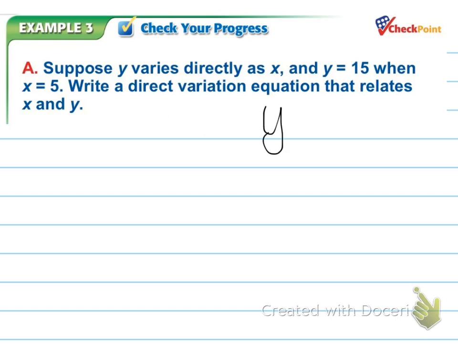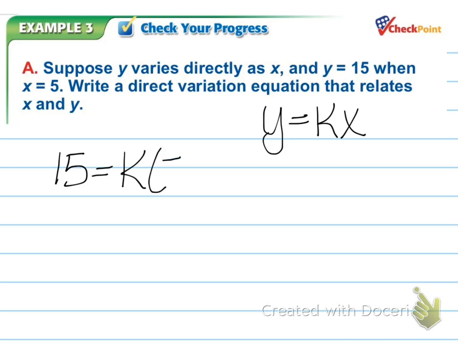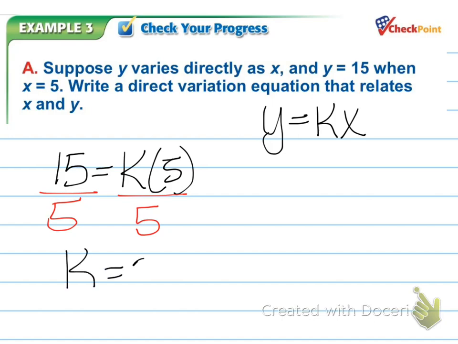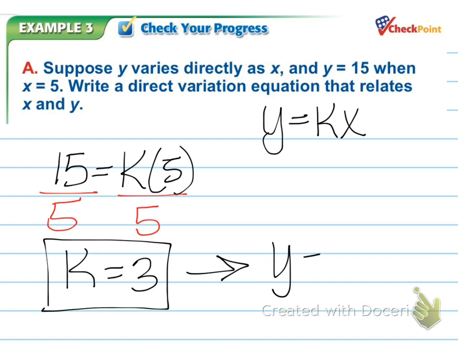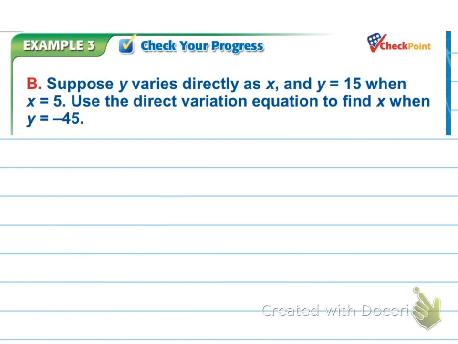Okay, so remember that you want to start with your direct variation formula. And then you plug 15 in for y and 5 in for x. So you've got 15 equals k times 5, and then on both sides you are going to divide by 5, and so your k value is 3. Okay, and then we're going to use this value, because this turns into the formula y equals 3x, okay? So we're going to use that in the next one, all right?